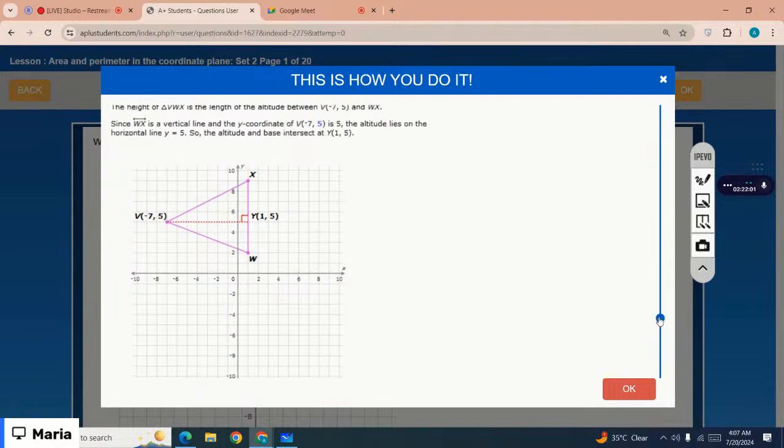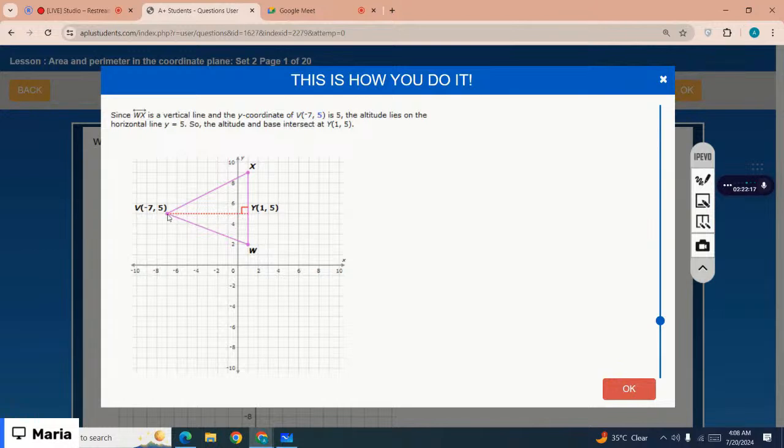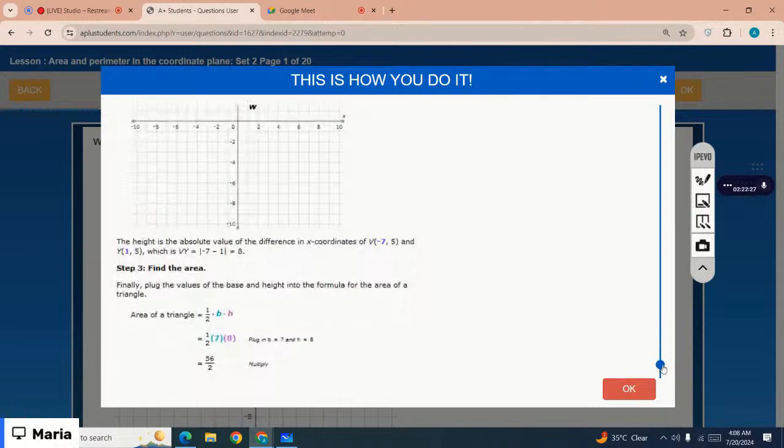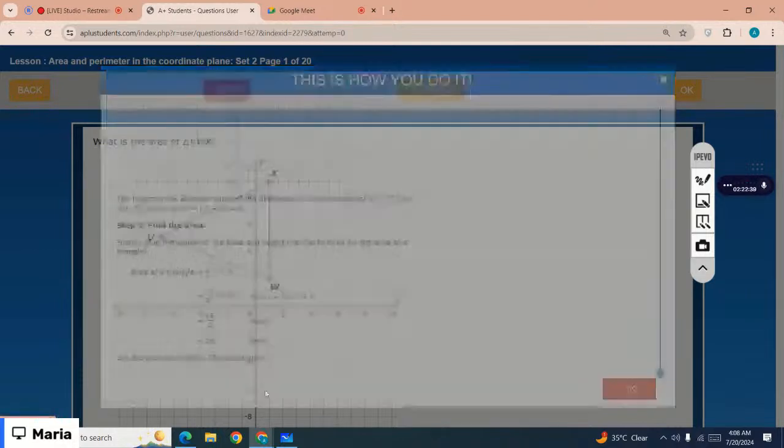Okay, you calculated the height because you need to calculate the area. For the area, you just need base times height. When we need to calculate the area of the triangle, we just need base and height. We know that the base is 7. We need to calculate the height, right? Height of the triangle, how do we calculate? Draw a perpendicular from vertex V to WX and calculate the absolute value. So the area of the triangle is 28 square units. The correct option is 28.